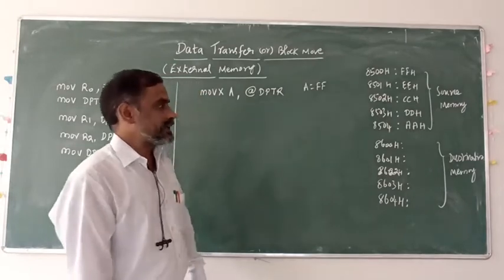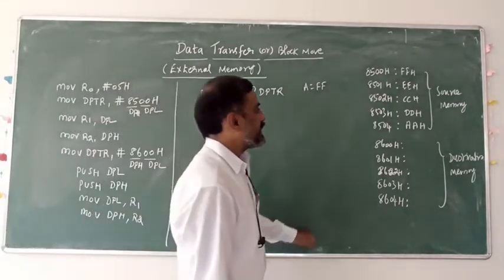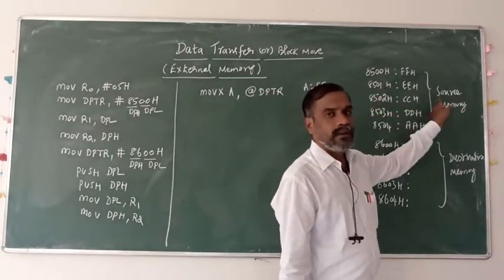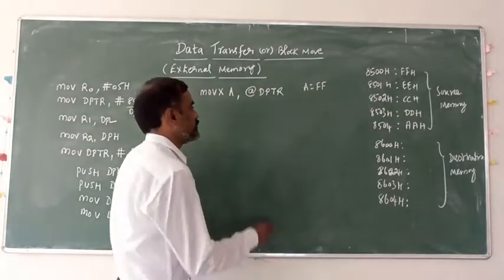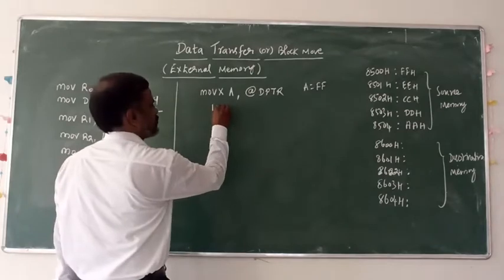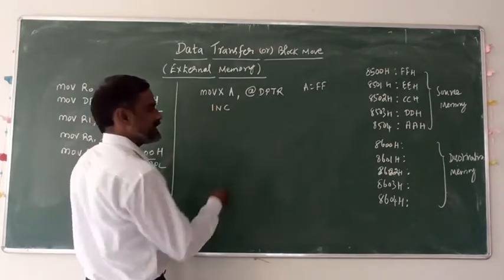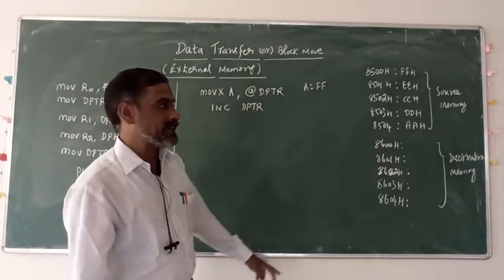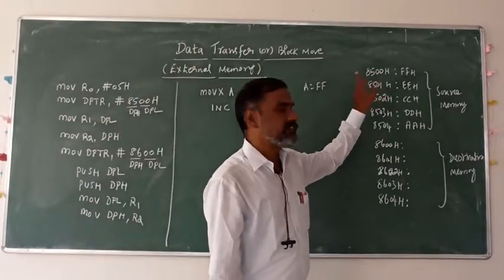Okay. Next we have to increment the source memory address location. What is the instruction to increment the data pointer? INC DPTR. Now the address will be incremented from 8500 to 8501.